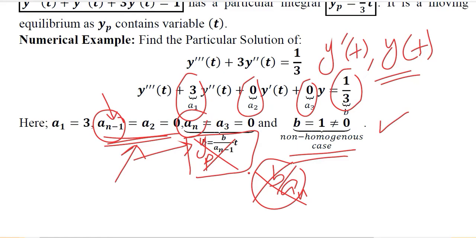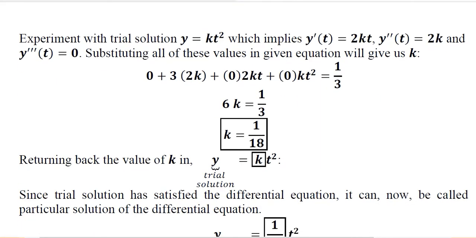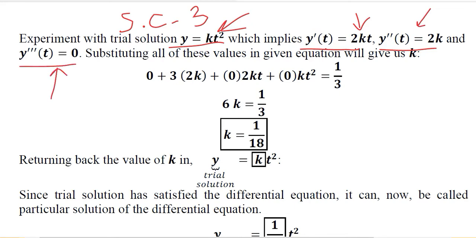After making this correction, let us see how we can do this. As you remember, in subcase 3 we used the trial solution. This is the trial solution, y is equal to kt square, which means that its first derivative will be equal to this, the second order derivative will be equal to this, and the third order derivative will be equal to 0. Now if we have all these values, I can put all these values in the given differential equation.